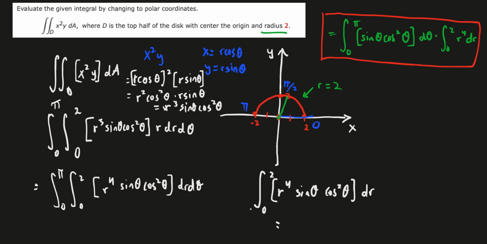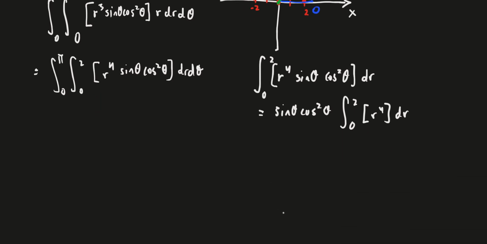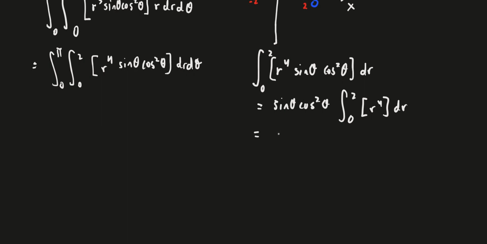Okay, we're integrating with respect to r. We're leaving theta as a constant, so we can bring it out. So it's going to be sine theta cosine squared theta times the integral 0 to 2 of r to the 4th dr. So we can scroll down a little bit, and this is going to get you to sine theta cosine squared theta, and we have r to the 5th divided by 5, evaluated from 0 to 2.